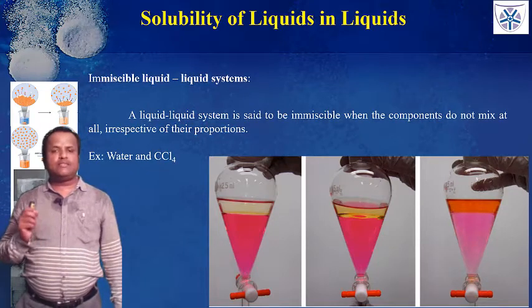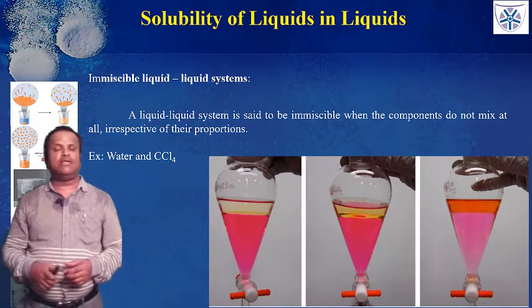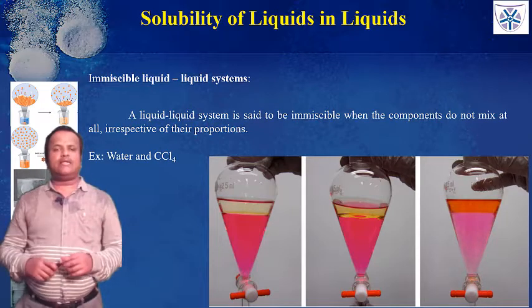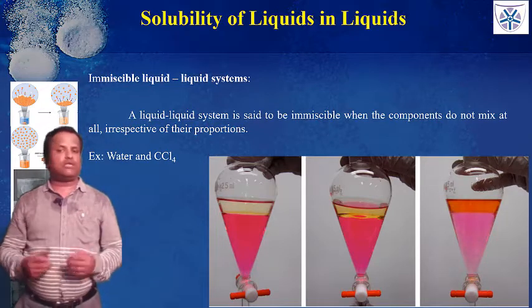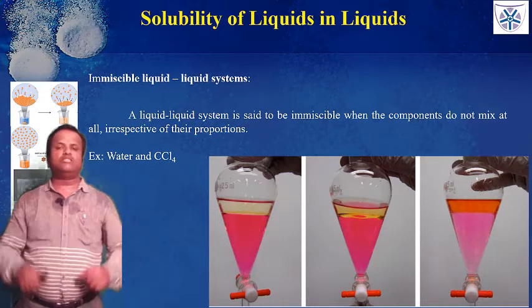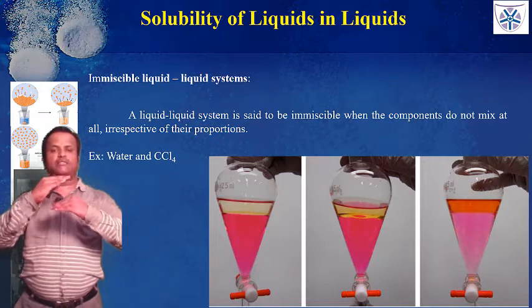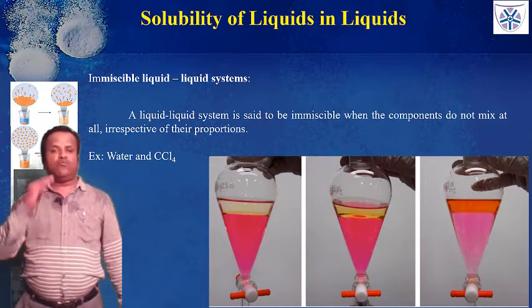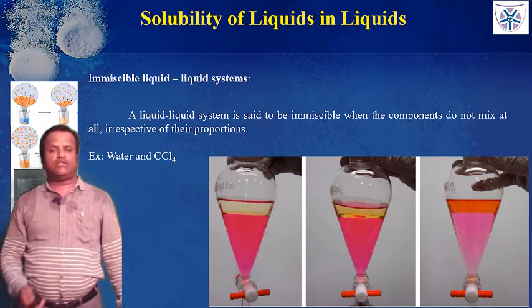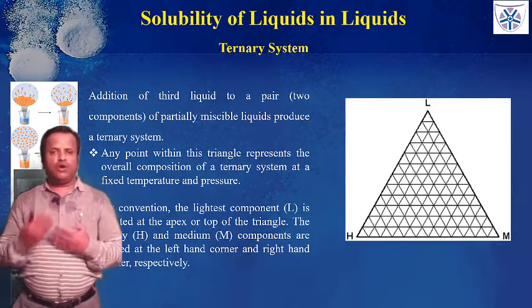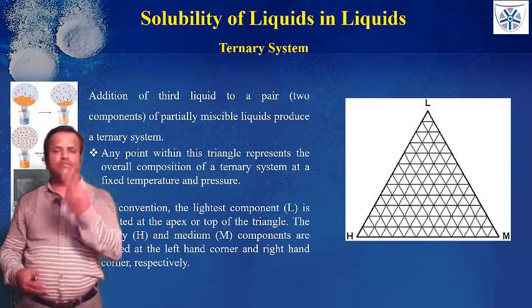Here are immiscible liquid systems, for example carbon tetrachloride and water. A liquid system is said to be immiscible when the components do not mix at all, irrespective of their proportions. Whatever the proportions you add, they won't mix with each other. This is the example I have shown in the pictures, where the two layers, water and carbon tetrachloride, are separated from each other.